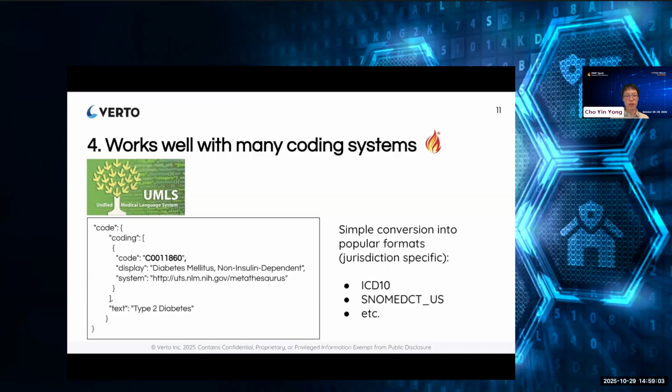And in FHIR, it's supported via codable concepts. So on the left side, you could see how a codable concept for type 2 diabetes mellitus is structured. You will have a code in UMLS, C00111860. And with that code, we can easily translate that into its corresponding ICD-10 code. For example, for diabetes mellitus, it can get translated to E11.